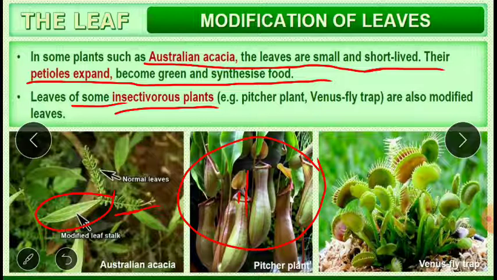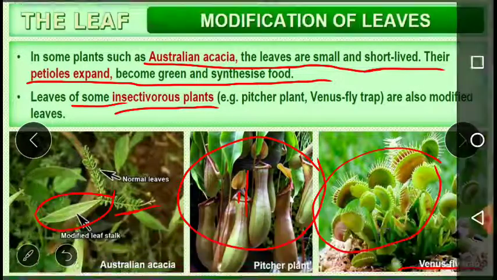Another such example is the Venus flytrap. You can see here, again it is a leaf modification. So in this way, the leaves are modified in various ways. Apart from photosynthesis, they can be modified to perform various functions like providing support, photosynthesis, protection, and insect catching, that is the insectivorous plants. So this is all about the modification of the leaves.